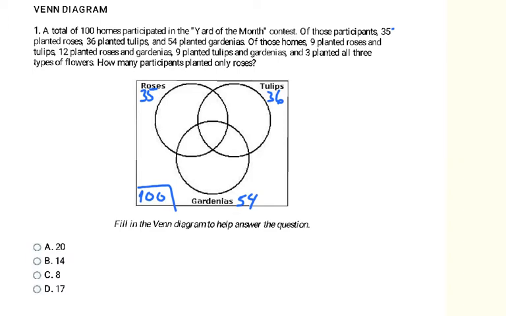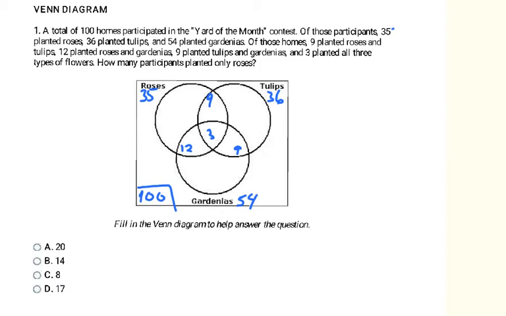Okay, it says 9 planted roses and tulips. So just so you know, that includes the all 3 and just roses and tulips. So that 9 is this piece right here. So I'm going to go ahead and write 9 here, but knowing I'm probably going to cross that out once I figure out how many are just roses and tulips. And then I have 12 are roses and gardenias. And then I have 9 are tulips and gardenias. And then I have 3 that did all 3.